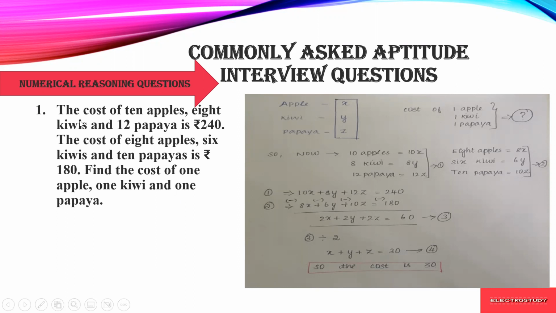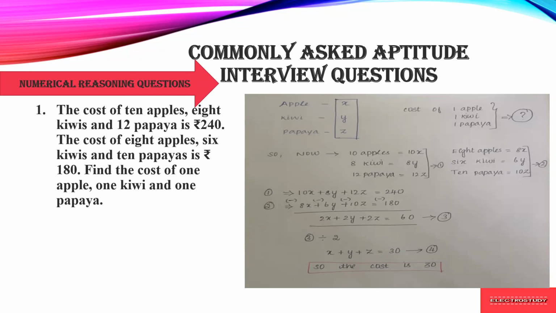So see here, the cost of 10 apples, 8 kiwis and 12 papayas is 240. Here they have mentioned three fruits, which cost rupees 240. The cost of 8 apples, 6 kiwis and 10 papayas is rupees 180. They have given another statement also, so for now you have two statements, be clear. Finally, what they are asking is to find the cost of 1 apple, 1 kiwi and 1 papaya. So from these statements, you have to draw only the cost of 1 apple, 1 kiwi and 1 papaya.